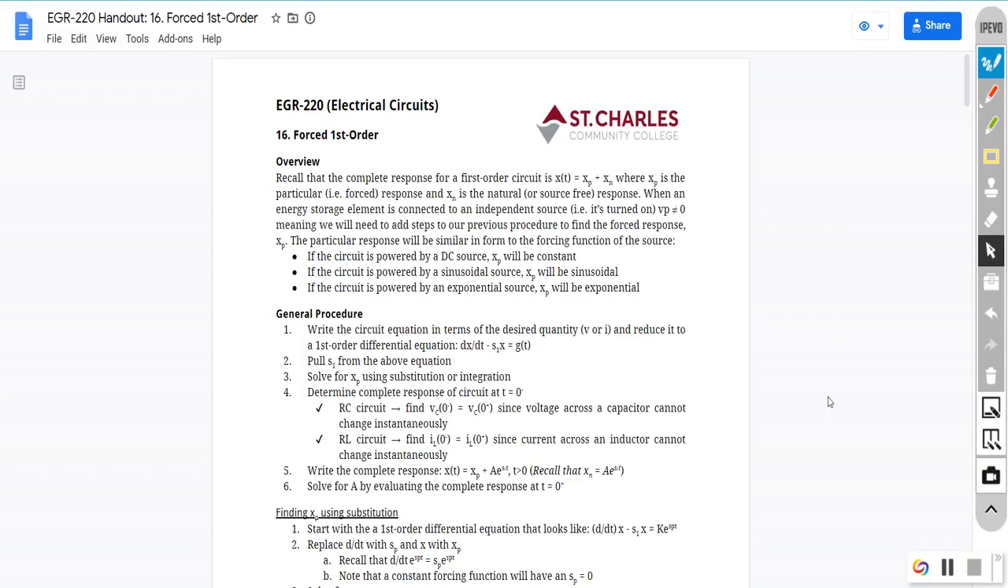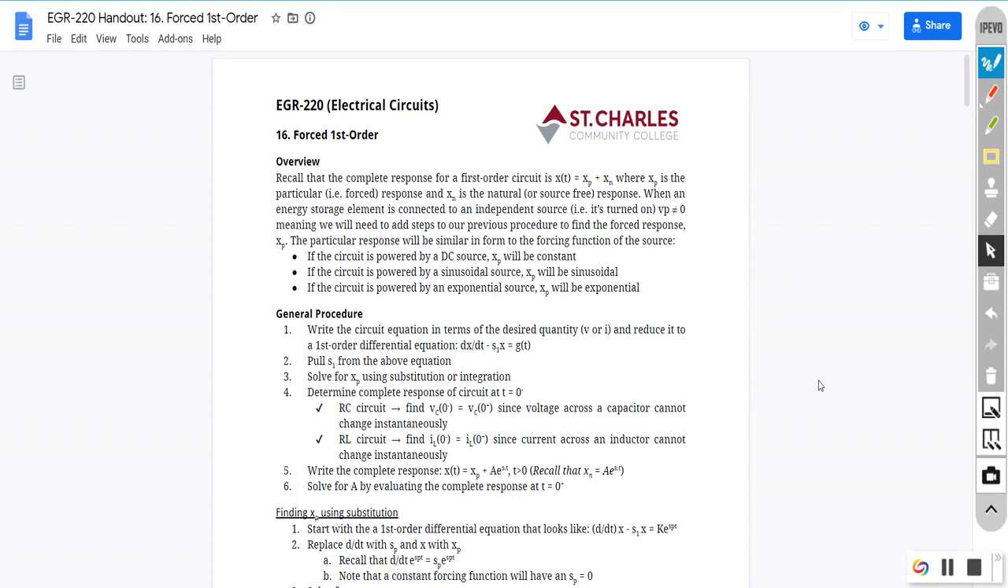Hello and welcome to section 16. In this video we'll be going over example 1. Example 1 looks at a differential equation and we use the method of substitution to find the particular response.